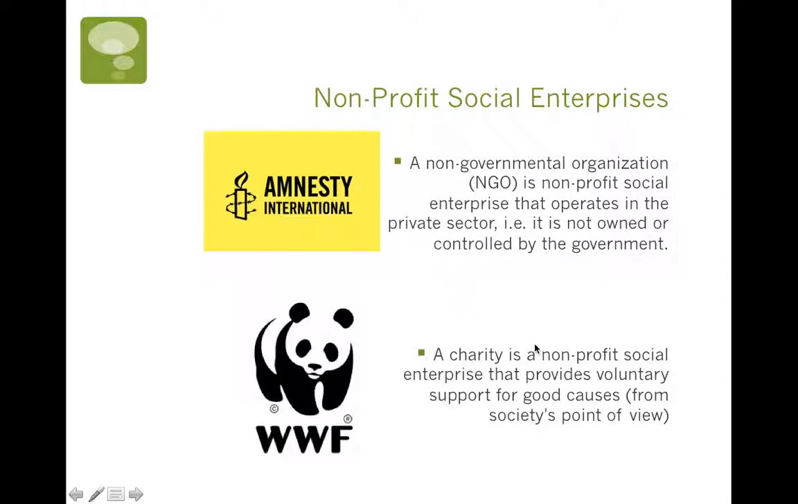A charity works mainly on voluntary support. So charities have lots of volunteers that work in charity shops, that work in fundraising drives, etc. And the money generated goes specifically to their causes. NGOs tend to employ their staff, whereas charities will tend to rely mainly on volunteers, even though they will have to employ a certain level of their staff just to be able to operate.